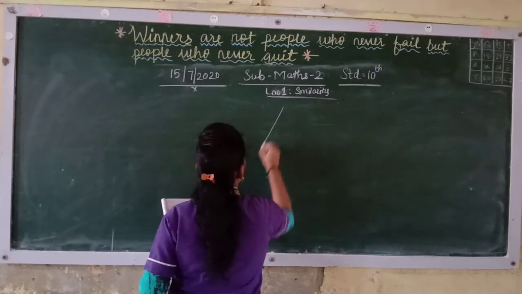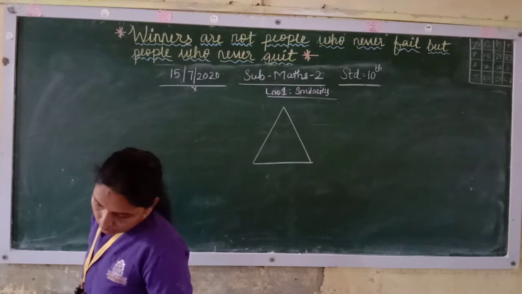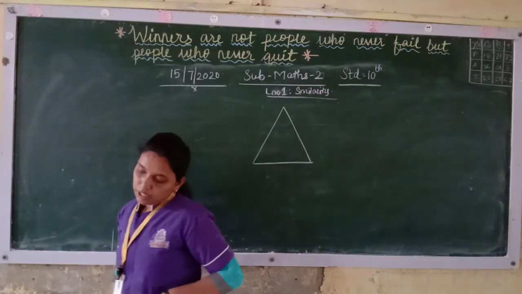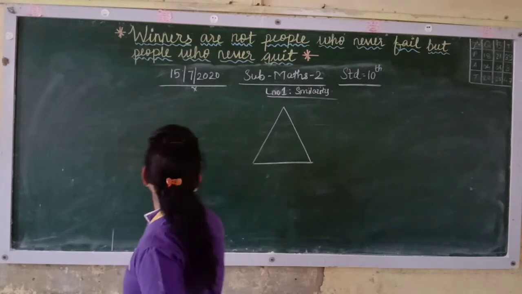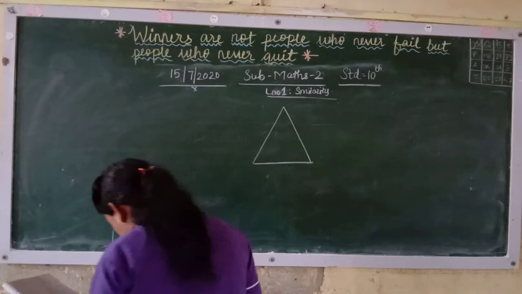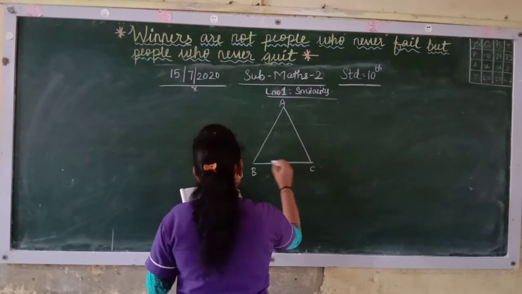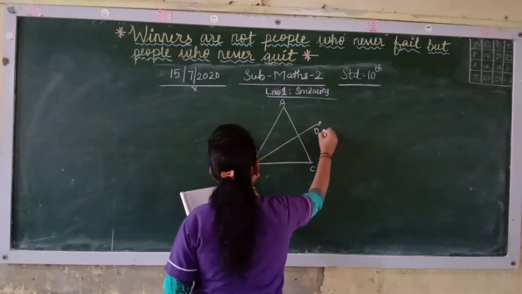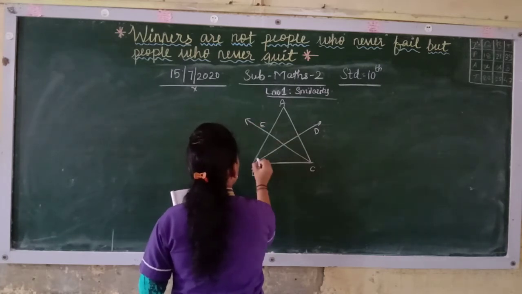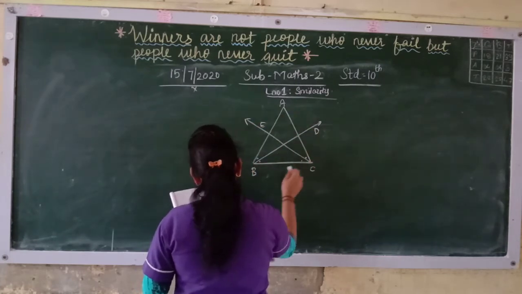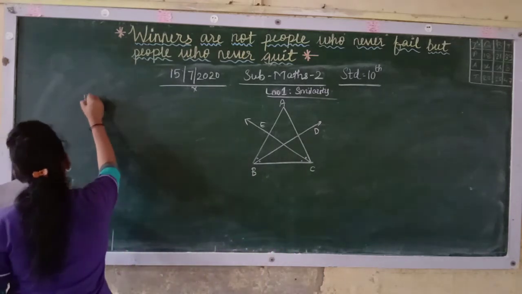Draw. The diagram here: in triangle ABC, ray BD bisects angle ABC and CE bisects angle ACB. So here you will have triangle ABC. Here BD is bisecting angle ABC and CE is bisecting angle ACB. Now, what all is given over here? This is the 11th one.